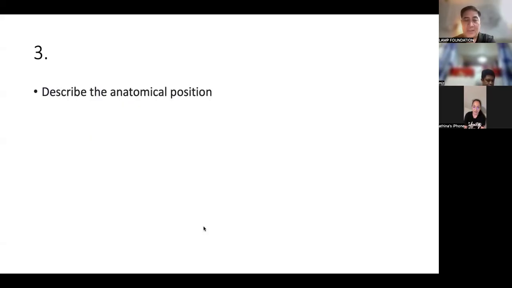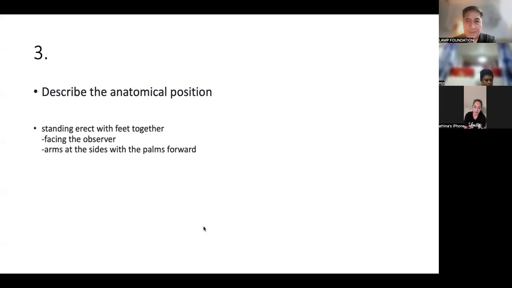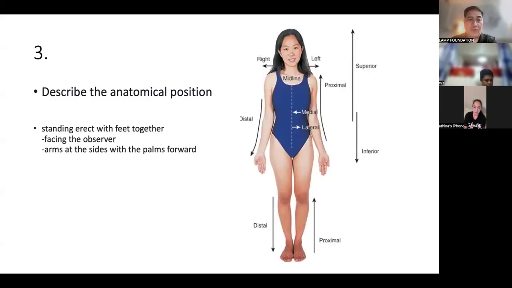Okay, can you describe the anatomical position? This is very important, especially when looking at diagrams, and especially when you are locating the points. So first, we need to know what is the anatomical position. It's standing erect with feet together, facing the observer, arms at the sides with the palms forward. The palms should be facing forward, as you can see from the slide. And the feet are together, and the subject is facing the observer. That is the anatomical position.